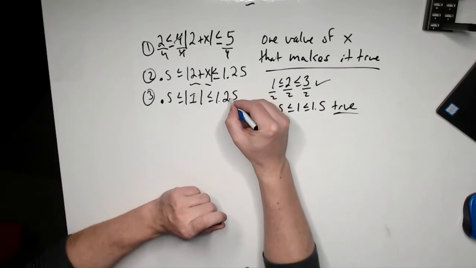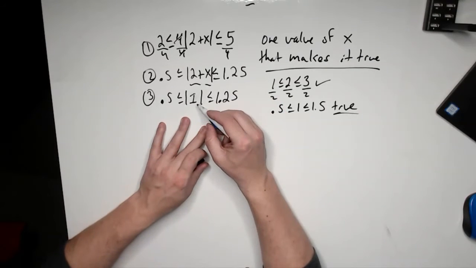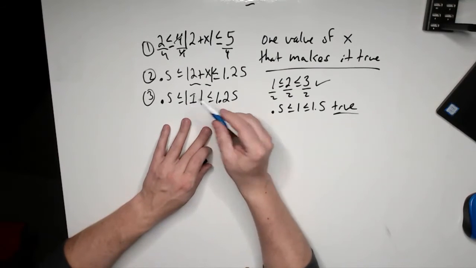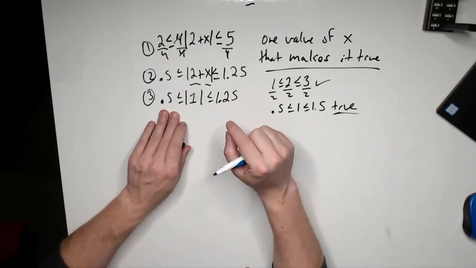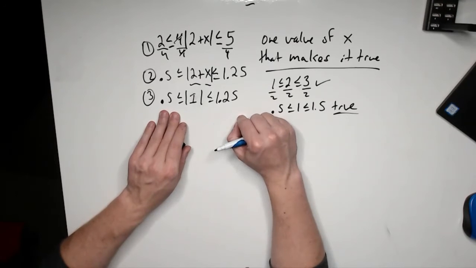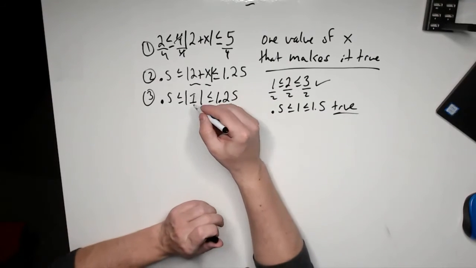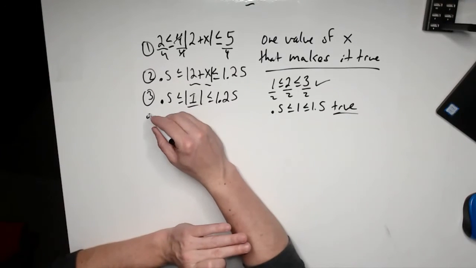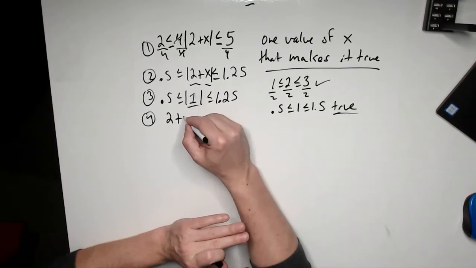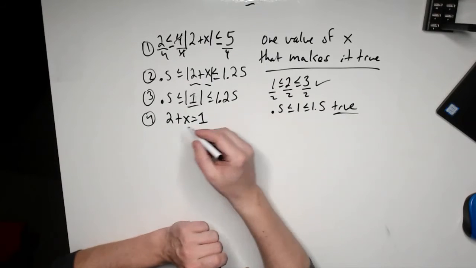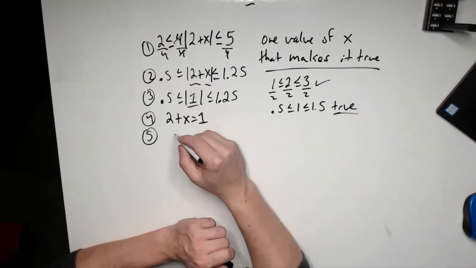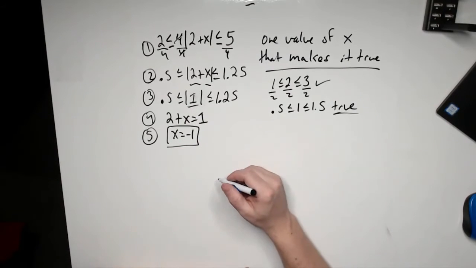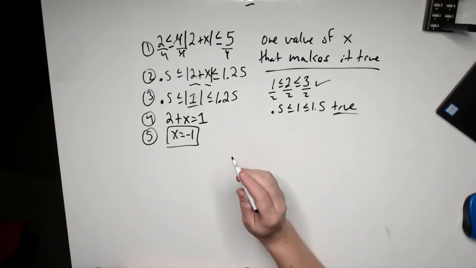Why do I want a 1? That's not important. It could be 0.8. It could be 0.75. I just want some number in here at step 3 that fits between 0.5 and 1.25, just some number. So it could be 1. How do I get a 1 when I go from 2 to 3? Well, it's got to be the case that the expression 2 plus x has the value 1. So when I solve this, when I go to step 5, I'll have that x equals negative 1. And this is an acceptable value of x that solves the inequality at step 1 all the way up top.